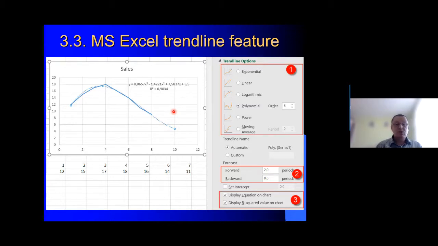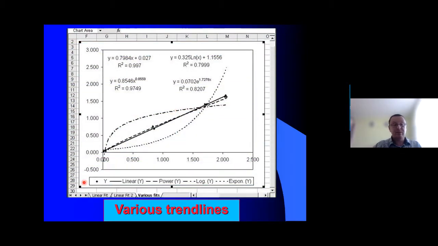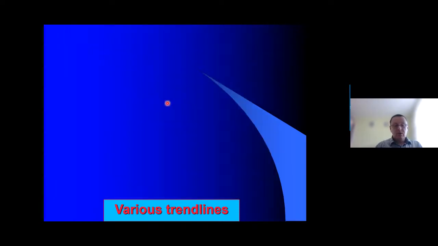So in this case, obviously, the closer the R-square value is to 1, it means our model best fits our data. And here is how various trend lines could follow the original data, which is marked by filled rhombs and a straight line. And here we have multiple models, and in this particular case the linear model provides the best fit. That's a very simple case.